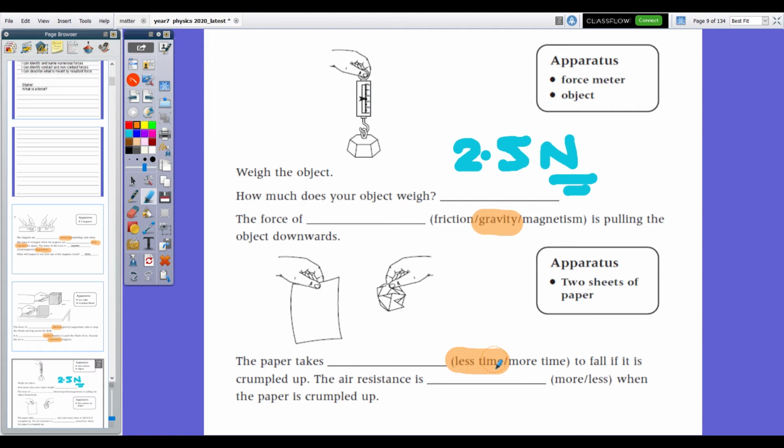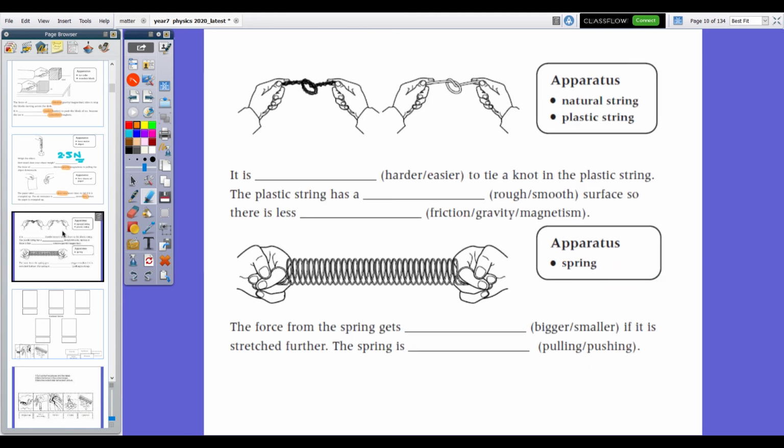And that's because even though these two pieces of paper have the same weight, there is less air resistance acting upwards when it's all scrunched up. So you've got the weight pulling it down, but you've got air resistance as a force acting upwards. And the more you scrunch it up, the less surface there is for the air to act on. Okay, let's move on to here.